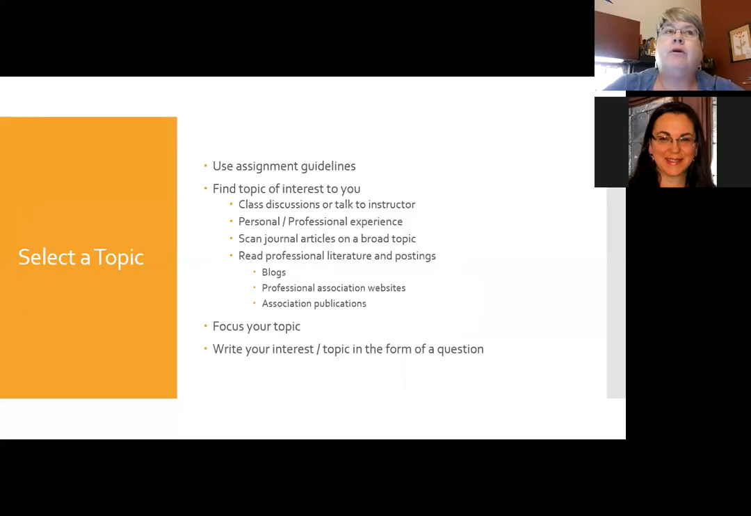But one of the first things is, what guidelines do you have? For an assignment, you might have guidelines that your instructor has provided. For a dissertation or thesis, you might have guidelines from your school or college or from your committee. Or there are guidelines that you have to follow from the graduate school. So there are different guidelines, and you make sure that you follow those.